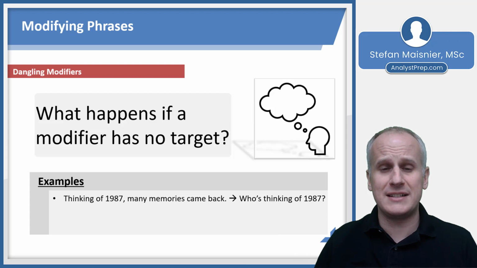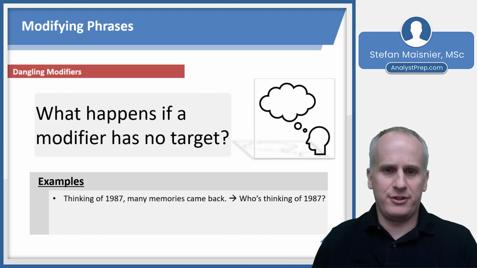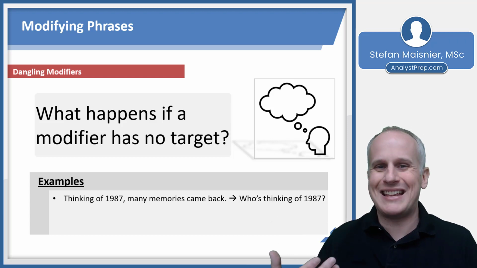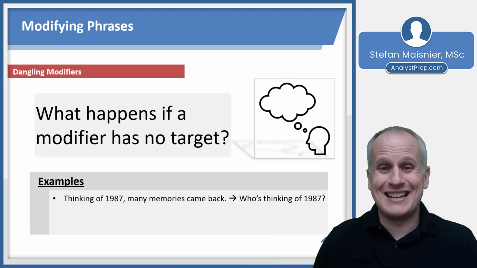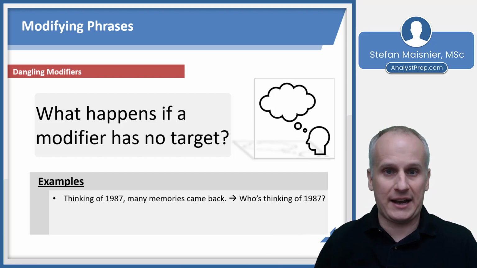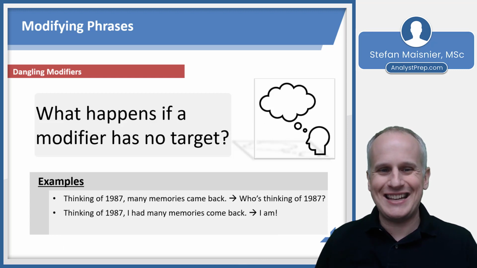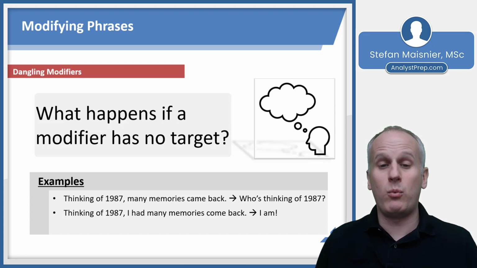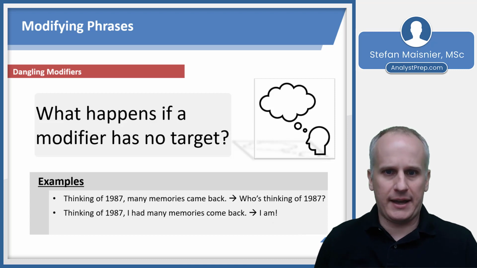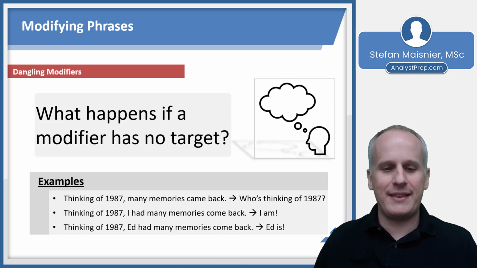Although if you heard this sentence spoken conversationally, you go, well, clearly it's whoever the speaker is. But in the GMAT, the speaker is non-existent, so you have to actually clarify that ambiguity. So if instead the sentence said, thinking of 1987, I had many memories come back, well, now we know who is thinking of 1987. It's me, and that's clear. Similarly, if we had thinking of 1987, Ed had many memories come back, well, now we know that Ed is the person thinking of 1987.